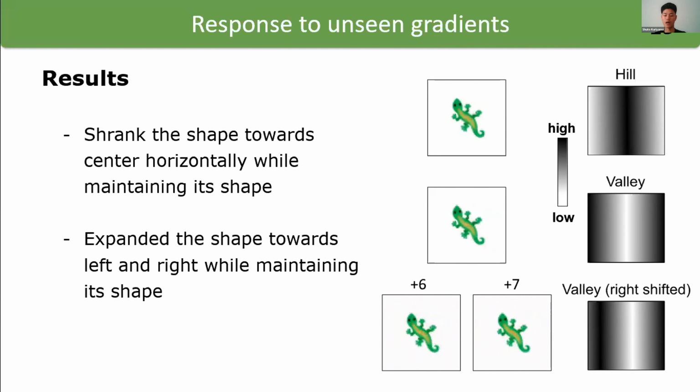We also tested the model with the valley gradient with the lowest vertical line shifted to the right. With the one shifted to the right by 6 pixels, the agent went neither left nor right, and instead it moved towards the bottom. Since there was no gradient to the bottom, we think that it was caused by the internal dynamics of the agent. With the one shifted to the right by 7 pixels, the agent expanded its body, and afterwards moved towards the left.